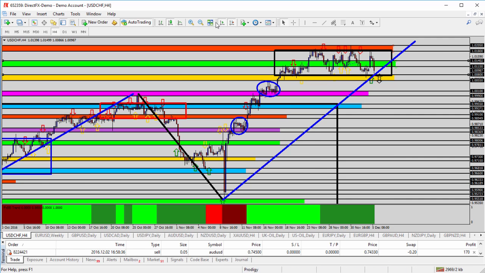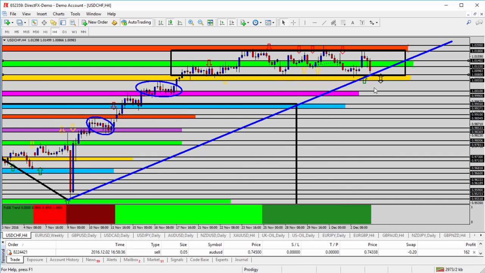So take a look at that yellow zone. Let's zoom in on there again. We've seen support since the 18th. This becomes an opportunity for us today into 1.0080 to go long.